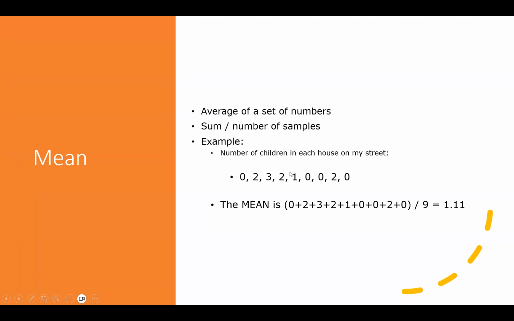So if you have this data here and you check for the mean, you just add all of this and then you divide by 9, because there are 1, 2, 3, 4, 5, 6, 7, 8, 9 households that you've checked here. And the mean tells you this is 1.11. So immediately, as a data scientist or as a machine learning engineer, what does that tell you?